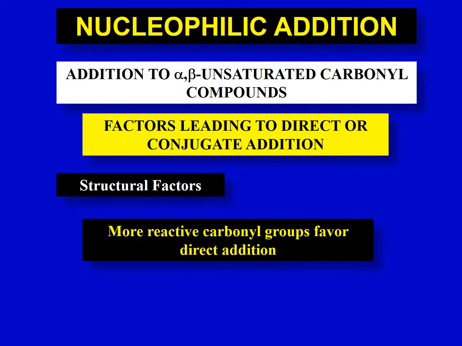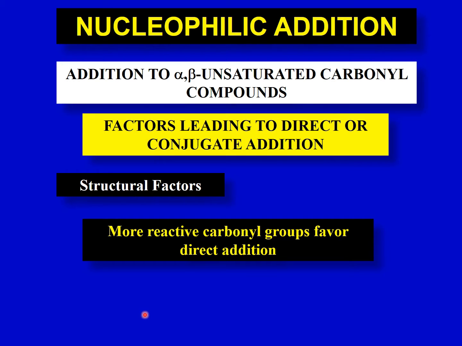So if the carbonyl group is more reactive, it will favor direct addition. And direct addition is the reaction in which the nucleophile attacks the carbonyl carbon. But if the carbonyl group is less reactive, then conjugate addition is favored.